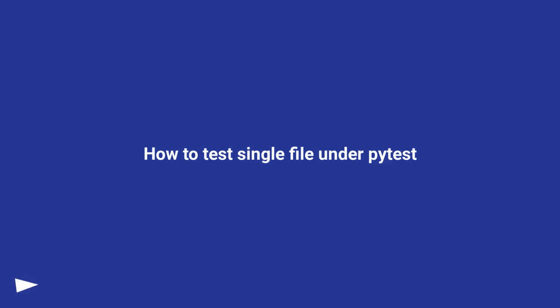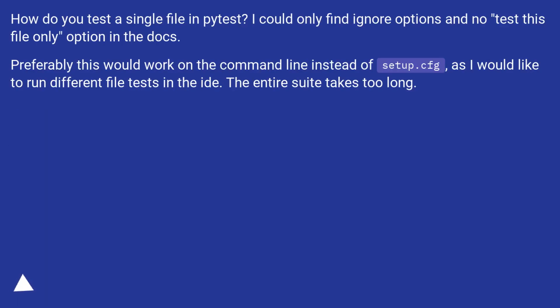How to test a single file under pytest? How do you test a single file in pytest? I could only find ignore options and no "test this file only" option in the docs. Preferably this would work on the command line instead of setup.cfg, as I would like to run different file tests in the IDE. The entire suite takes too long.